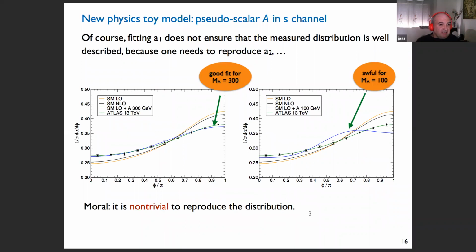Comparing the two masses, you find that for one mass, 300 GeV, when you fit the first coefficient, then the distribution goes okay. And for the other mass, when you fit the first coefficient, the distribution goes very ugly. So it's not noticeable that just introducing the pseudo-scalar, you can fit everything. It's non-trivial.